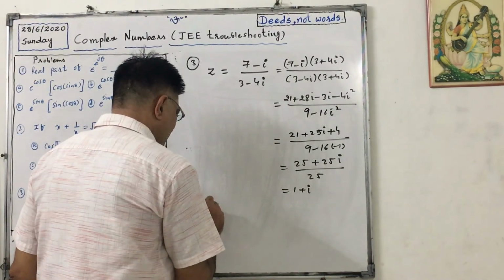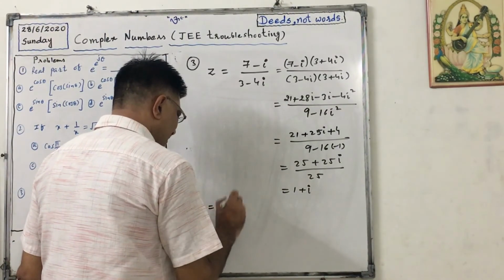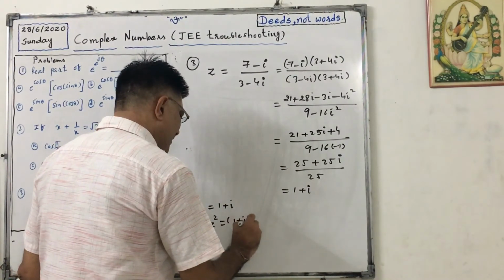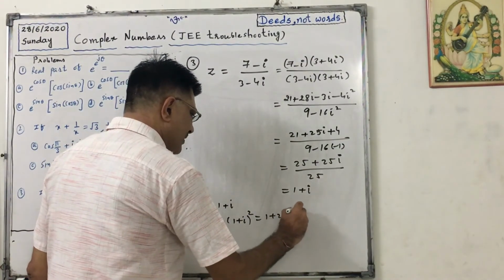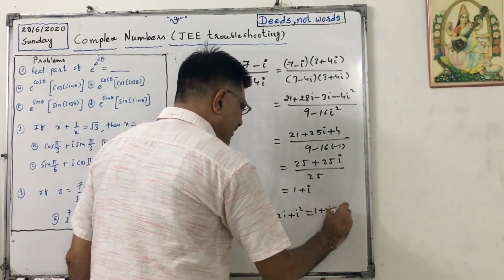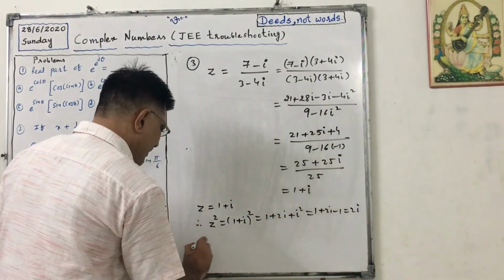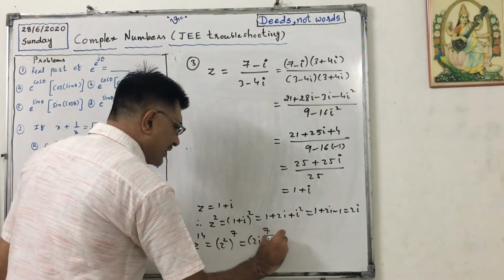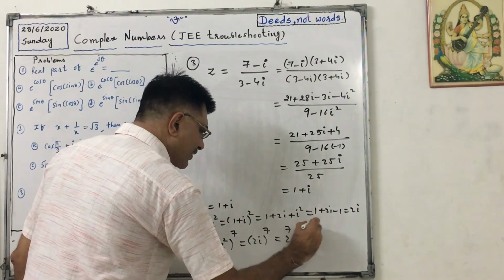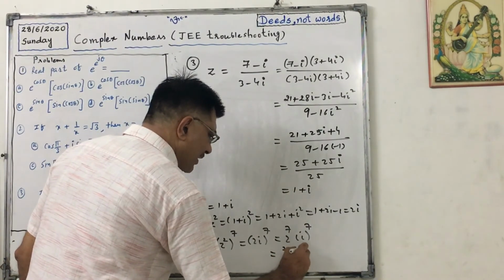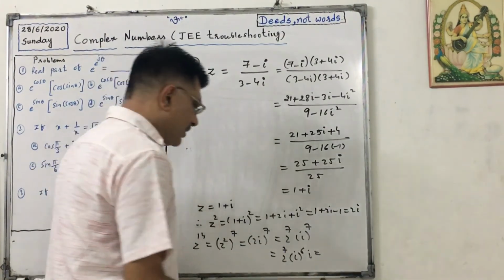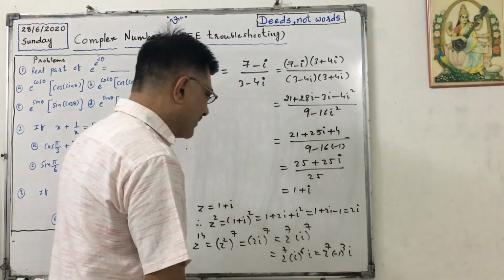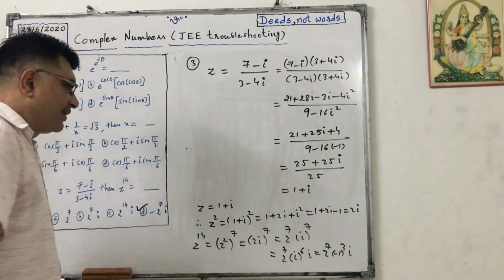Now see, z equals 1 plus i. In that case, z square will be equal to 1 plus i square, that is 1 plus 2i plus i square, which equals 1 plus 2i minus 1, that is 2i. So z raised to 14 means z square raised to 7, which can be written as 2i raised to 7, which is 2 raised to 7 into i raised to 7, which is 2 raised to 7 into i raised to 6 into i. Now we know that this is actually i square cube, so minus 1 cube into i. So finally it is minus 2 raised to 7 into i.